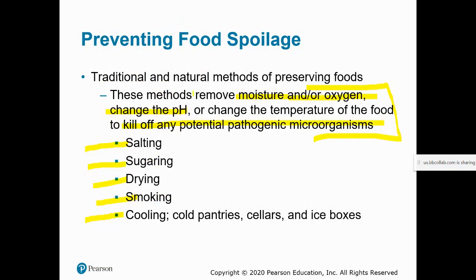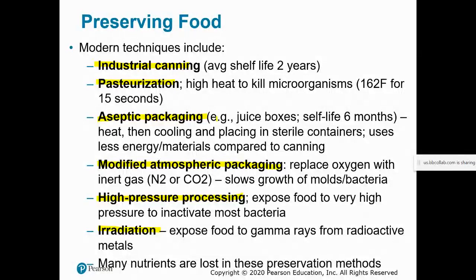But again, the end goal is to remove moisture and/or oxygen, to reduce the pH, and potentially in many of these also to remove the oxygen. So those 4 key things that the microorganisms love or need even to survive, that's what we're trying to do in food preservation, is reduce or change the environment such that these microorganisms can no longer survive.